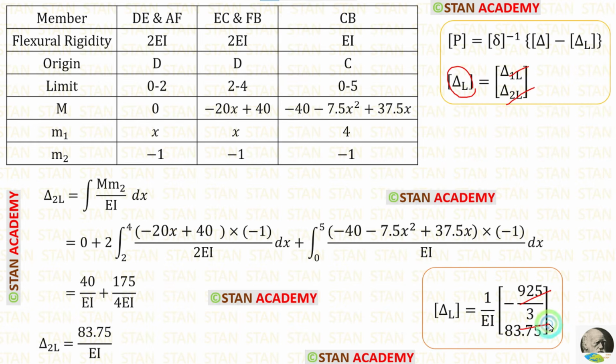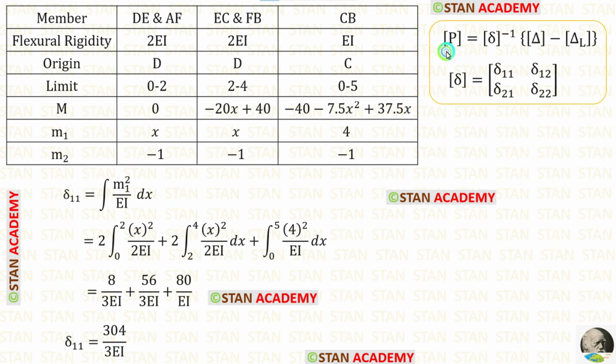Let us apply them. 1 upon EI is constant, let us keep it outside. In this formula, now let us find the delta matrix. First, let us find delta 1,1. The formula to find delta 1,1 is integration of m1 square upon EI dx. In this formula, let us apply the values.